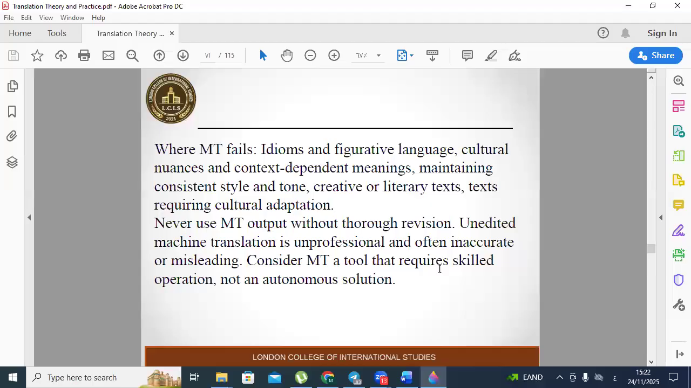MT fails with idioms and figurative language, cultural nuances, and context-dependent meanings, maintaining consistent style and tone, and creative or literary texts requiring cultural adaptation. Never use raw output without thorough revision. Unedited machine translation is unprofessional and often inaccurate or misleading. Consider MT a tool that requires skilled operation, not an autonomous solution.